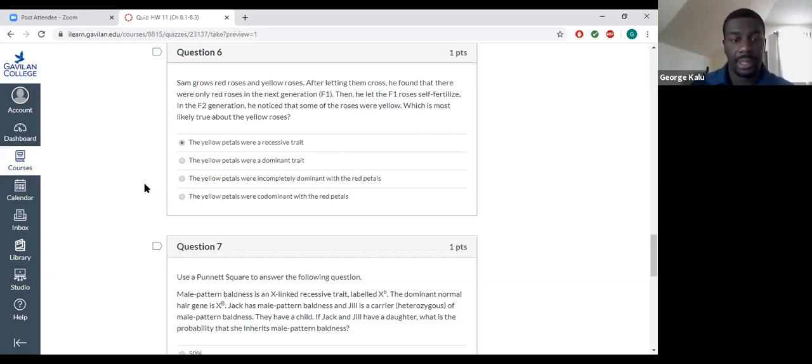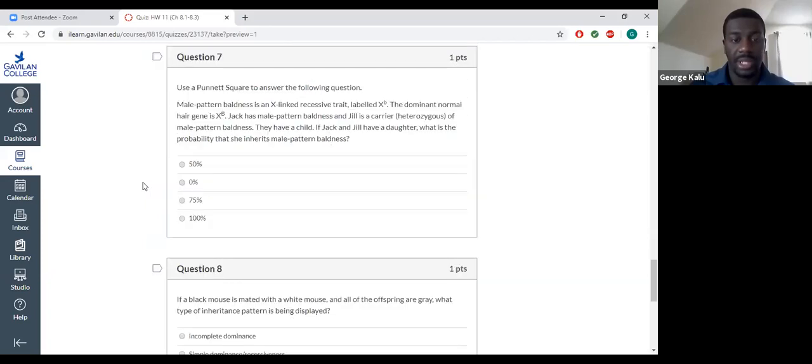Cool. All right, question 7. Here we have a Punnett square again, about male pattern baldness. Male pattern baldness is an X-linked recessive trait, labeled X little b. The dominant normal hair gene is X big B. Jack has male pattern baldness, and Jill is a carrier, which means she's heterozygous. They have a child. If Jack and Jill have a daughter, what is the probability that she inherits male pattern baldness?